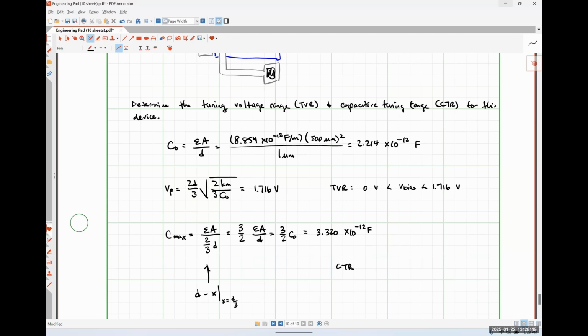And then our capacitive tuning range is from 2.2 picofarads is less than C is less than 3.3 picofarads. So essentially here, we've actually kind of sort of stumbled into something. The largest possible capacitive tuning range that we could ever get for a parallel plate variable capacitor of this particular configuration is literally 50%. Our capacitance can only increase by 50%. Anything beyond that, we would experience pull-in effects.